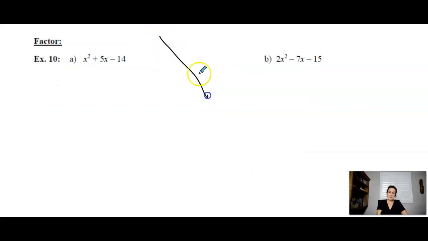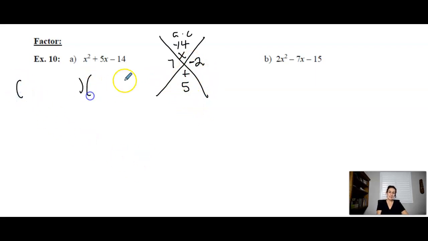I usually like to put this x chart. In the top goes a times c, and in the bottom is the middle term. So a is 1, so 1 times negative 14 is negative 14, and we need to add to get 5. I know 7 times 2 is 14. To determine which one is negative, to give me that negative 14, I want the smaller number negative so that when I add them, I get a positive 5. So now I'm ready to factor. It's x times x is x squared. You have a 7 and a negative 2, so plus 7 and minus 2, and you've just factored.